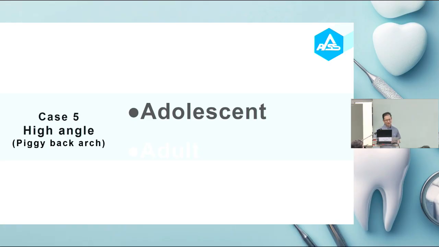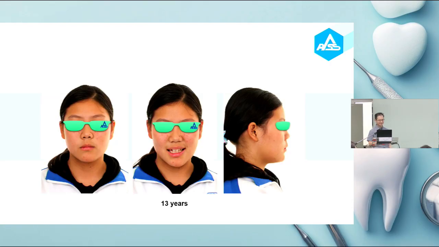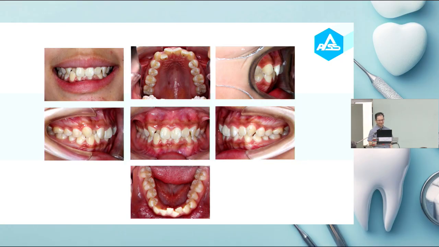Case 5, we use a piggyback arch to correct a deep bite in high angle case. This is a 13-year-old girl. Her profile is good. Her chief complaint is crooked teeth.